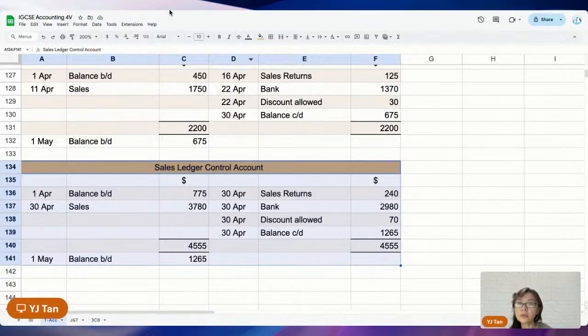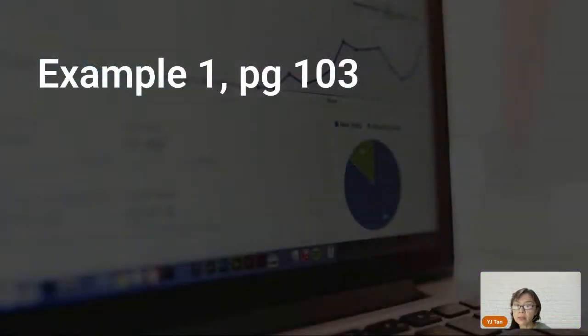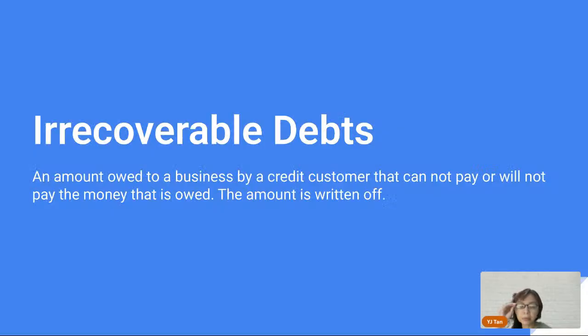All right. Okay, so we go back to the slide one more time. We finish this example. In this sales ledger control account, there are other items that will appear, not very frequently, but it is possible. Irrecoverable debts, in general terms, is bad debt: an amount owed to a business by a credit customer that cannot pay or will not pay the money they owe. The amount is written off.